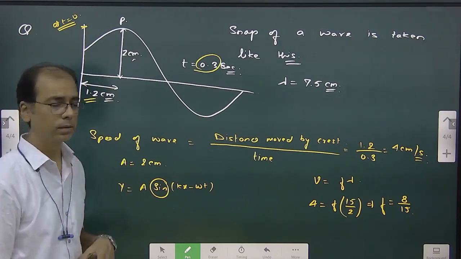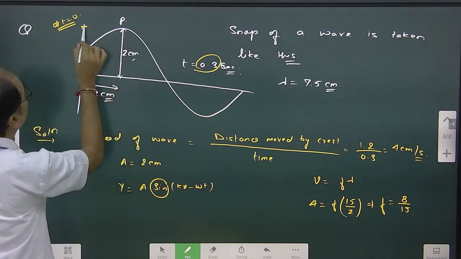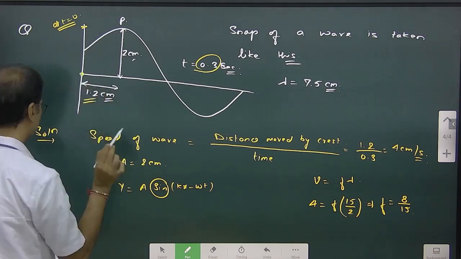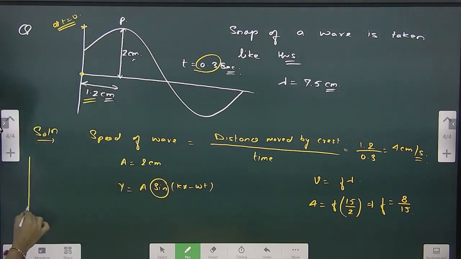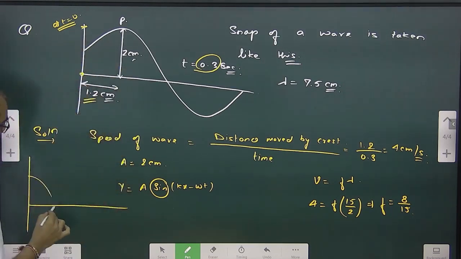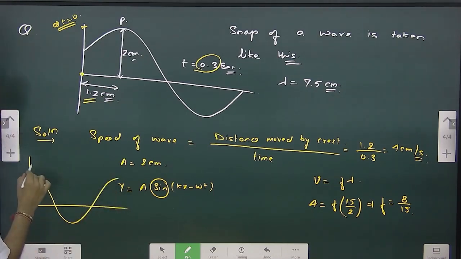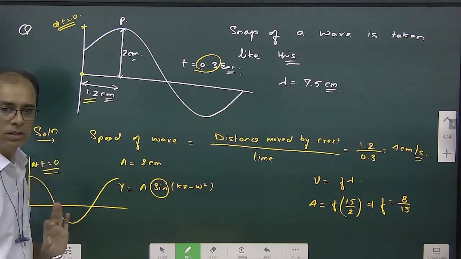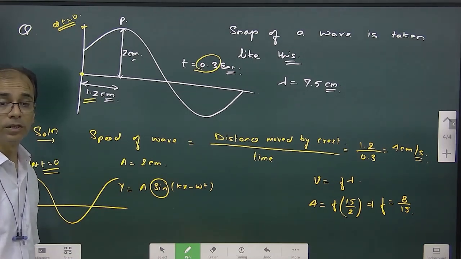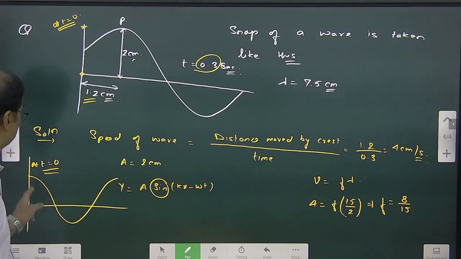Initial phase is there. He says that when this wave started at t equal to 0, is it starting from mean position? No. He said that crest was here. That means it was starting like this. Starting like this at t equal to 0. This is not sine. Or initial phase is not 0. Then what is initial phase? Initial phase is 90 degrees.